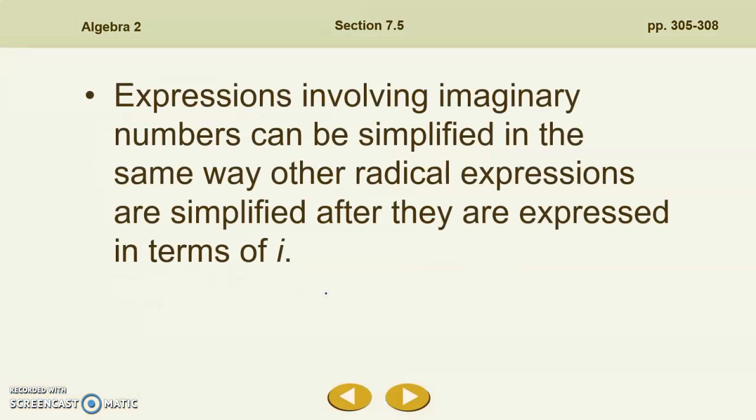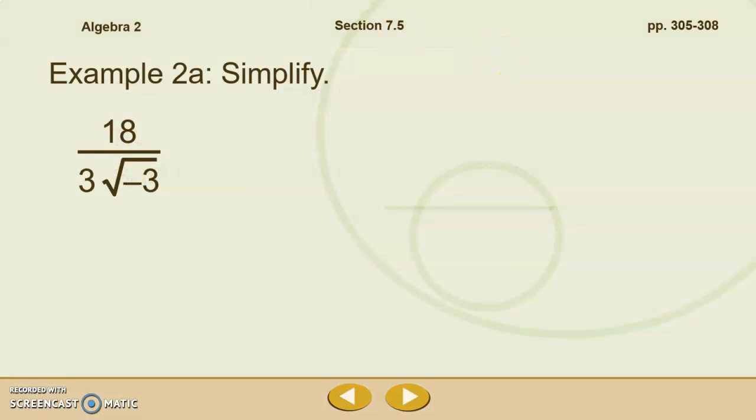All right, let's try a second one here, looking at expressions that involve imaginary numbers. Because imaginary numbers are also irrational numbers, we also need to rationalize those the same way that we would rationalize other radical expressions. So let's take a look at an example here. We've got 18 over 3 square root of negative 3. The first thing I want to do is rewrite that negative 3 as an imaginary number.